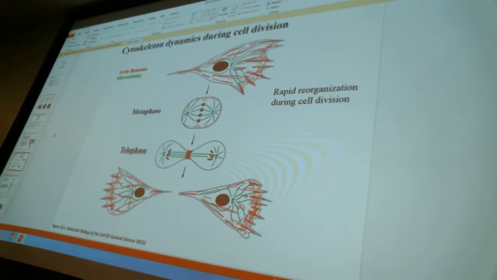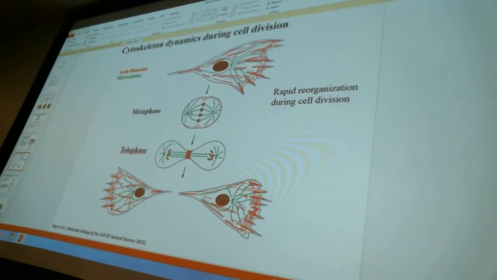So when we look at the dynamics of the cytoskeleton during cell division, for instance, there's a massive reorganization of all of the cytoskeletal components. Here is an example of the reorganization of the actin filaments and microtubules. As you can see, during metaphase, the actin networks will form these structures at the cortical area of the cell. At the same time, they will start forming this contractile ring in between the two future daughter cells.